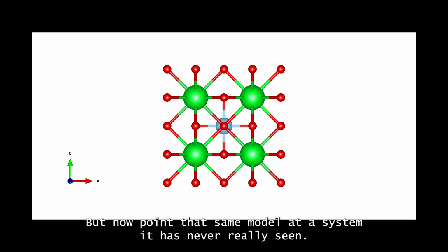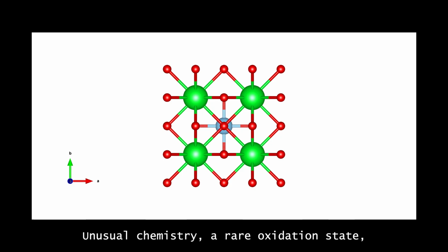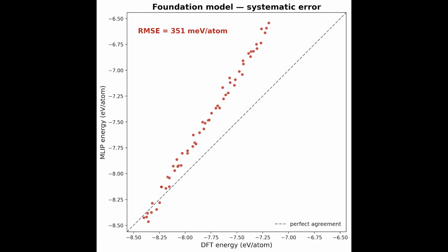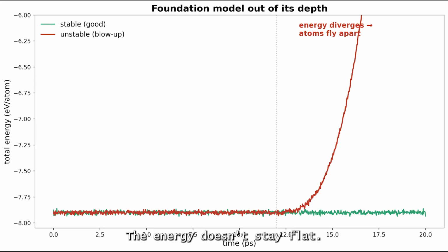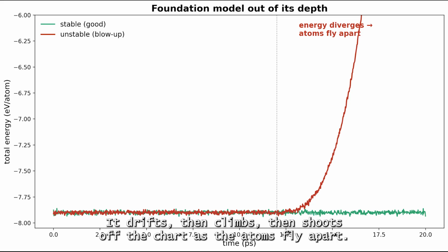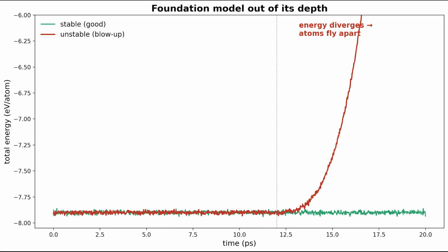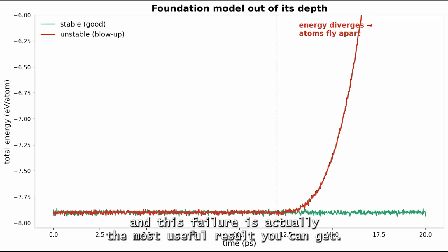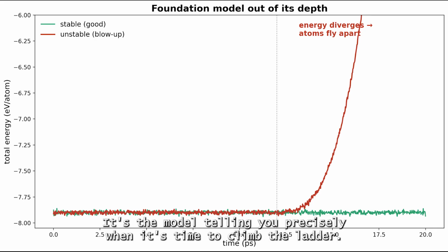But now point that same model at a system it has never really seen, unusual chemistry, a rare oxidation state, something far from ordinary bulk crystals. Watch what happens. On the parity plot, the points pull away from the diagonal. Systematic errors, not random scatter. And that molecular dynamics run. The energy doesn't stay flat. It drifts, then climbs, then shoots off the chart as the atoms fly apart. That's the model extrapolating into territory it was never trained on. And this failure is actually the most useful result you can get. It's the model telling you, precisely, when it's time to climb the ladder.